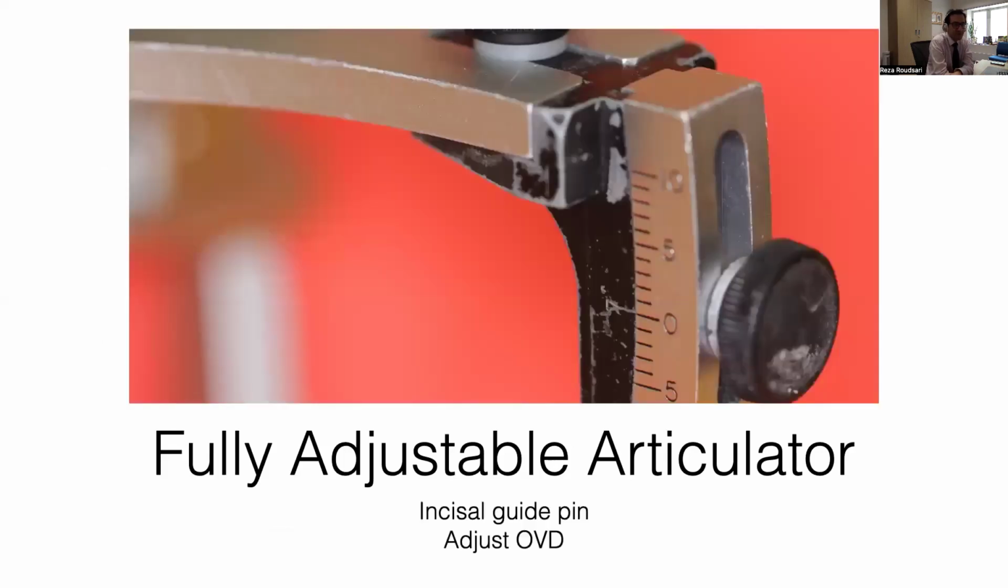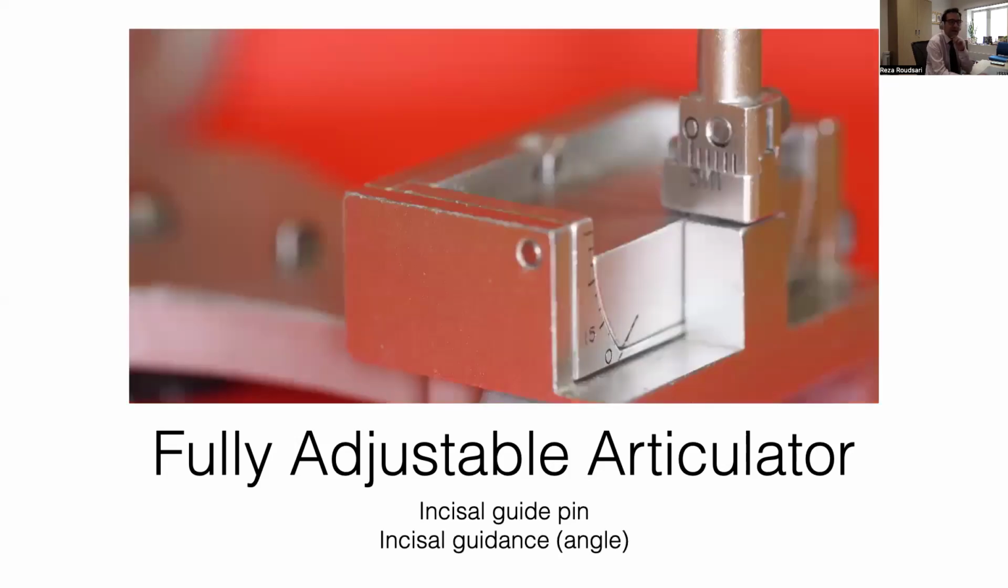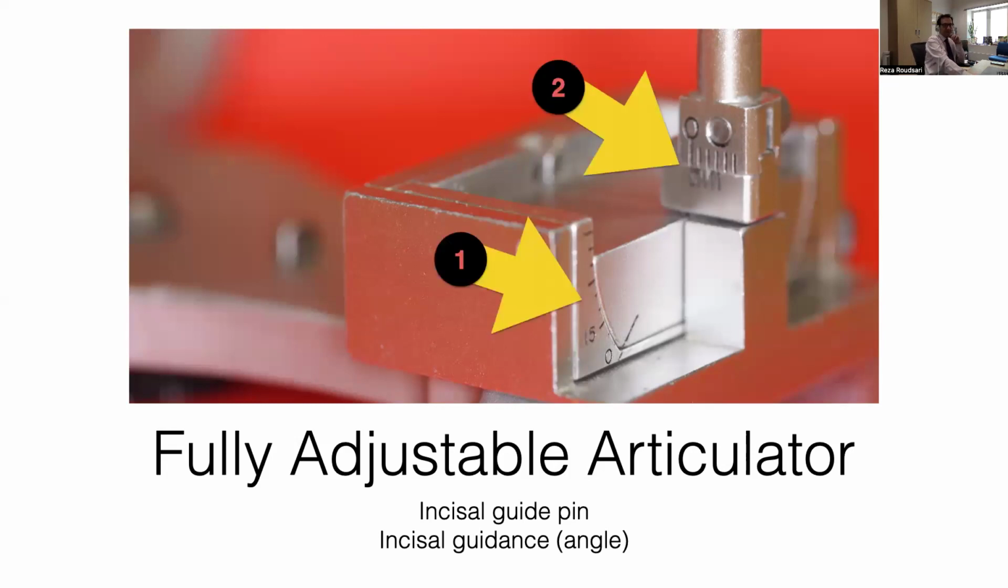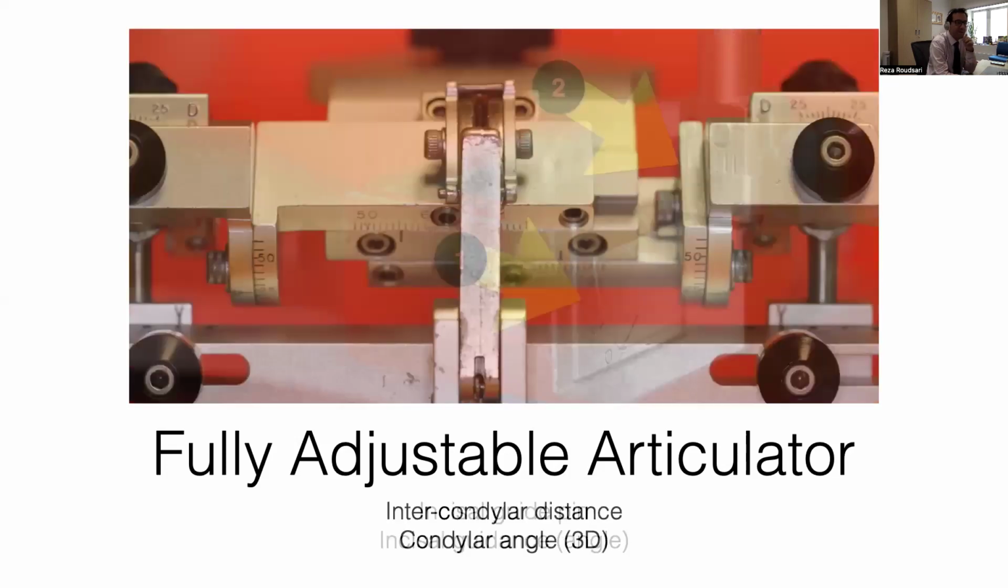Now, just to show you, the articulator has an incisal pin, and the incisal pin allows you to change the OBD, increase or decrease OBD where needed. And also you've got an incisal guide pin, which is adjustable, as well as your incisal guidance angle, which also is adjustable. So you can see here, you can actually change the angle of your table on number 1, and on number 2, you can also adjust the incisal pin in terms of what angle they're coming.